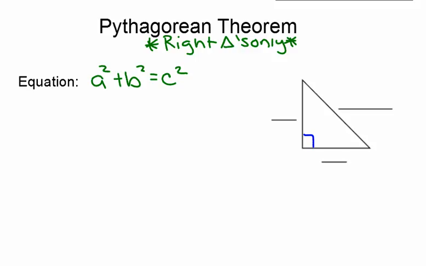We know there's 180 degrees total in a triangle. So the sum of your three angles in the triangle has to add up to 180. So if you have one 90-degree angle, that's the largest angle in the triangle. That angle is across from the largest side. That is called your hypotenuse.